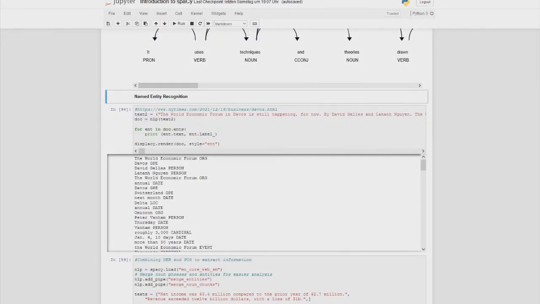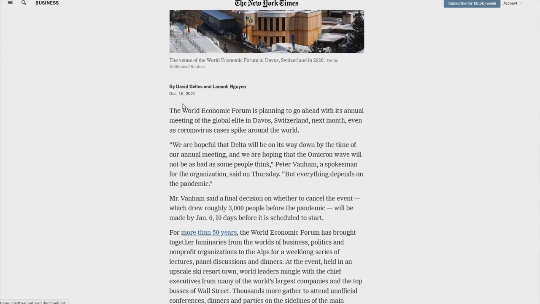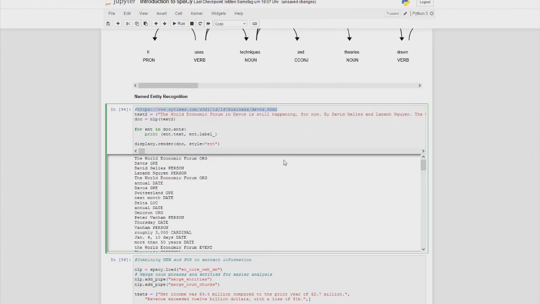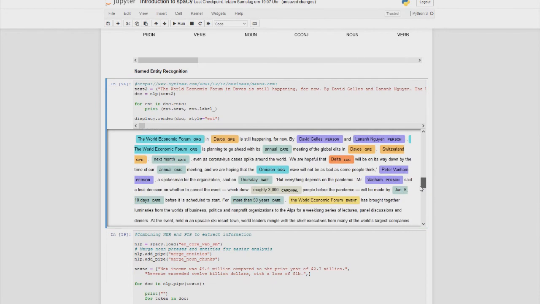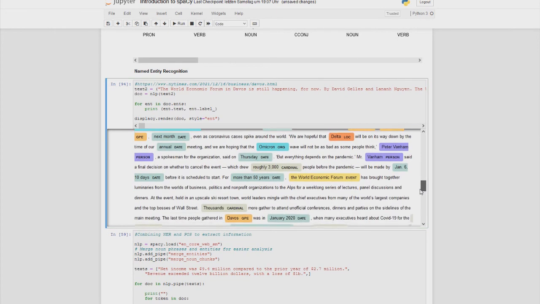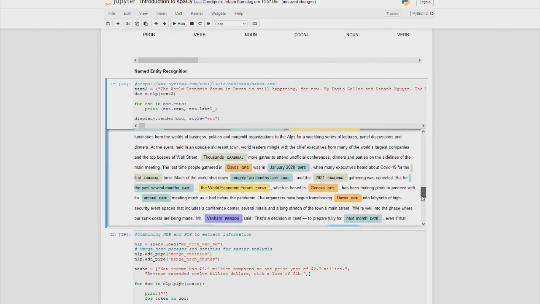The doc.ents property lets you access the named entities predicted by the model. It returns an iterator of span objects, so we can print the entity text and the entity label using the label underscore attribute. As an example, I looked up a recently published article in the New York Times about the World Economic Forum. You can use the spaCy render function to show this in a fancy way. So here you can see all the different real-world entities spaCy identified in this text, and we can further work with these entities in our analysis.